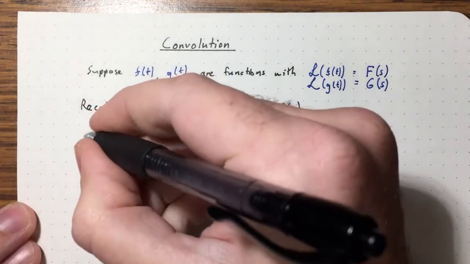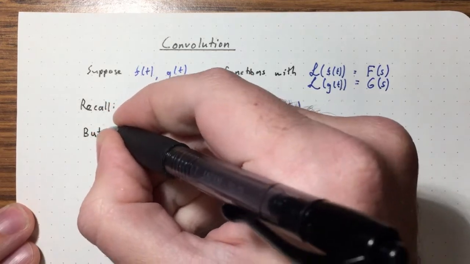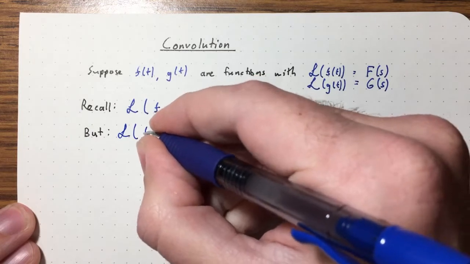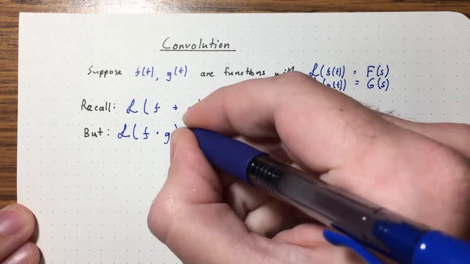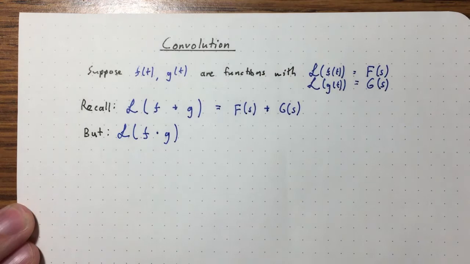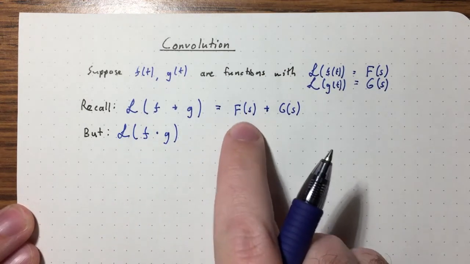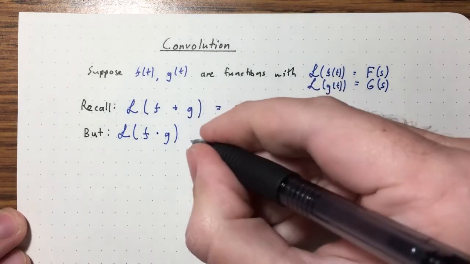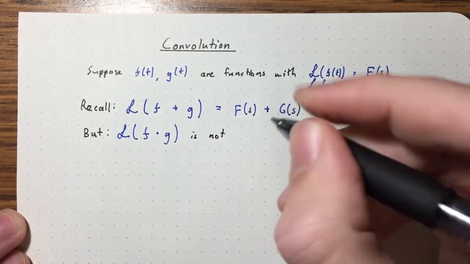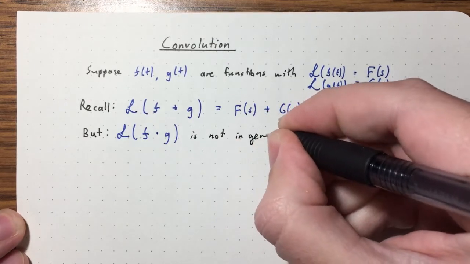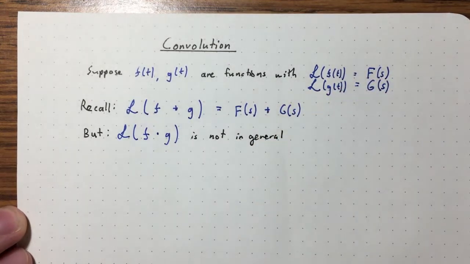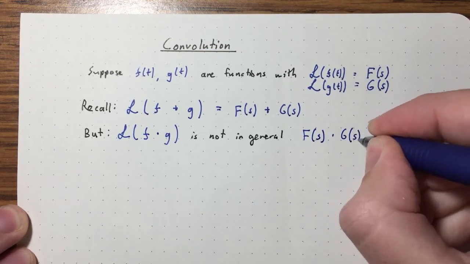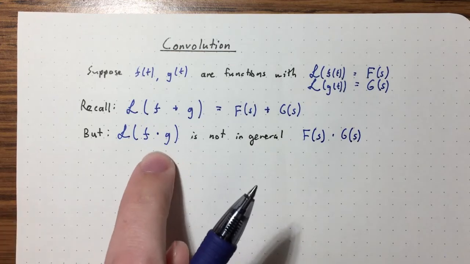And you might be wondering, what about this? What if we had the Laplace transform of f times g? Is that equal to capital F of s times capital G of s? And the answer is no. So this is not, in general, equal to capital F of s times capital G of s. So this is not what linearity means.